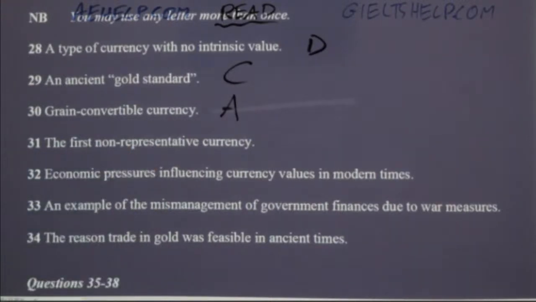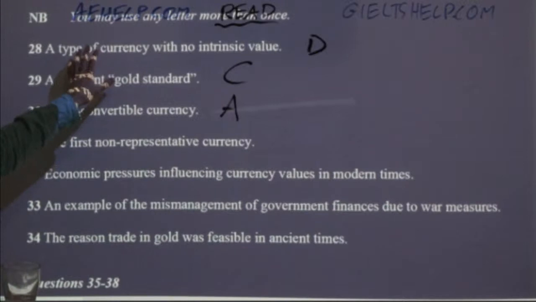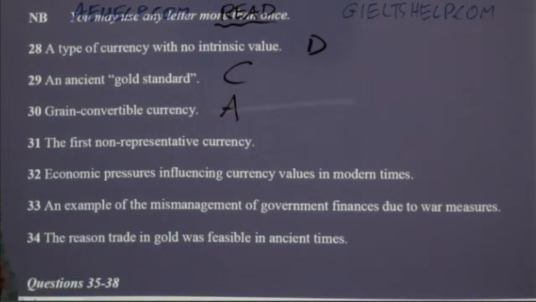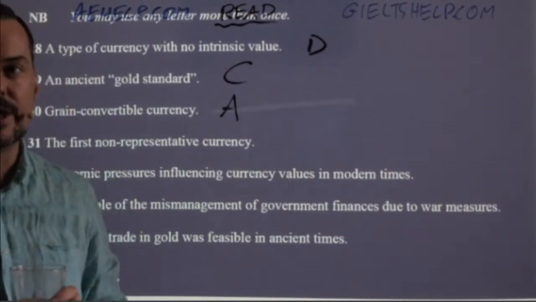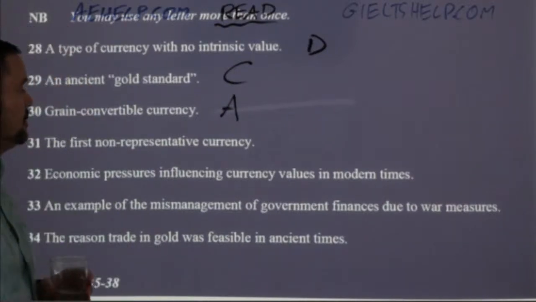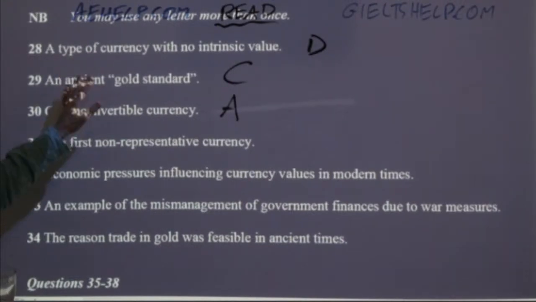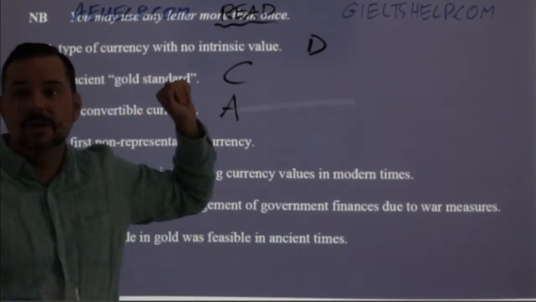The first non-representative currency. So the first non-representative currency. Which one's that? 31. What does it mean, non-representative? So 31. It's not going to be the same as 28, so careful. It's not a no intrinsic value. So think about it. It's a little bit trickier here, okay? If you're thinking it's the same as 28, here you should stop and go, would the examiner really ask me the same question as they just did for 28? They wouldn't do that, okay?